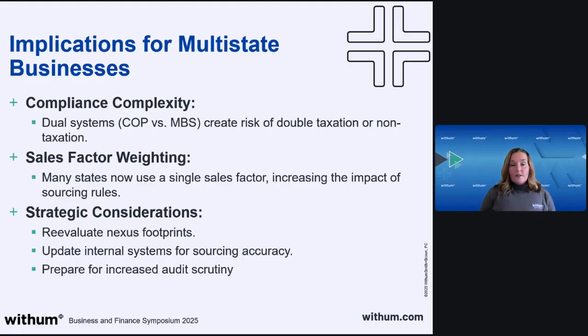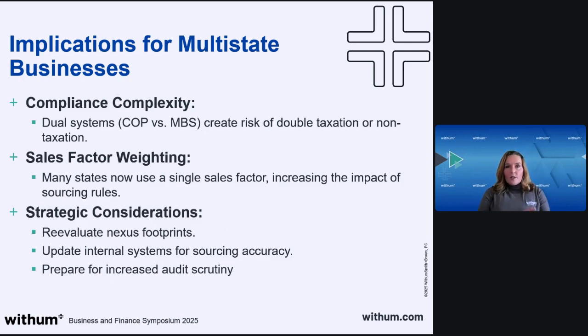And there can be implications for multi-state businesses when you have different cost of performance versus market sourcing. It creates a risk of either having double taxation or non-taxation, or what we call nowhere sales. An example of this might be a company in New Jersey, and your people are in New Jersey, and they're providing a service to customers in Florida. Florida is a cost of performance state. New Jersey is a market sourcing state. So New Jersey says the sales are in Florida. Florida says the sales are in New Jersey. So that is an ideal situation where you have nowhere sales.